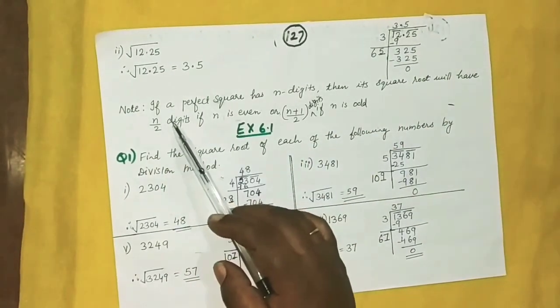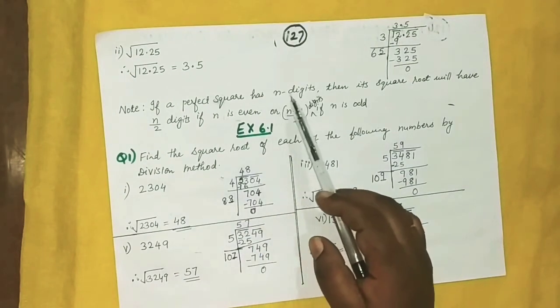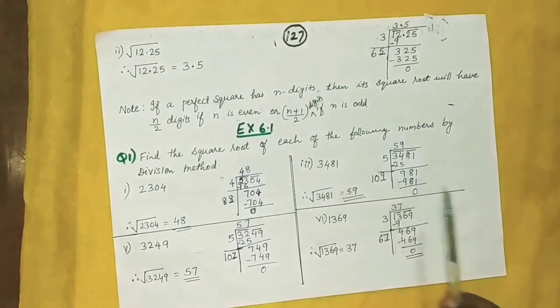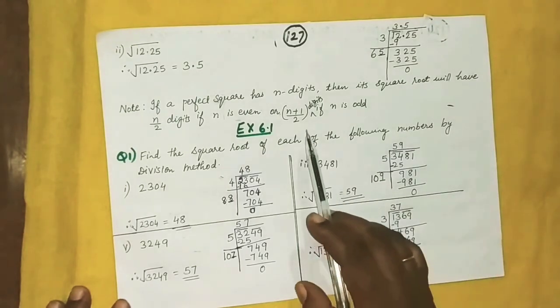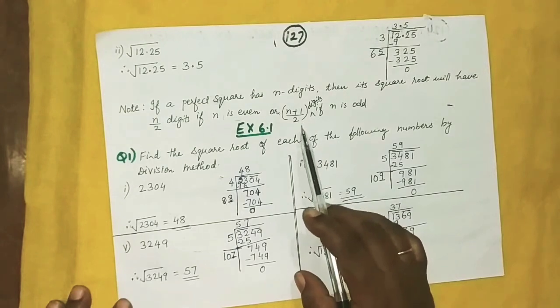Now, if a number is a perfect square and it has n digits, then its square root will have n by 2 digits, if n is even. And if n is odd, that means the square number has an odd number of digits, then its square root will have how many? n plus 1 by 2 digits.